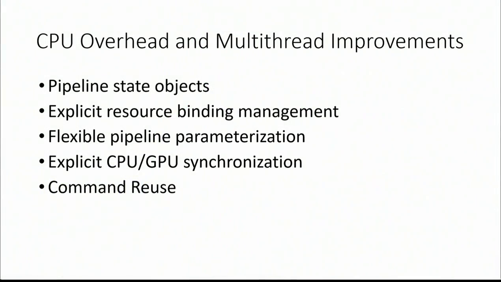So let's just recap the CPU overhead and multithreading improvements. There are a bunch of main concepts, areas where we changed Direct3D from 11 to 12 that enabled those CPU performance enhancements, both in overhead and scaling. At a high level, we've added pipeline state objects. We've created an explicit resource binding model, flexible pipeline parameterization, explicit CPU-GPU synchronization, and last, we've implemented command reuse. So each one in brief.